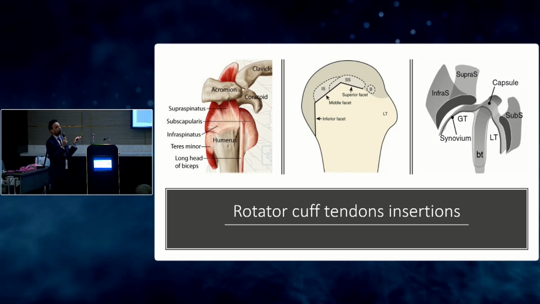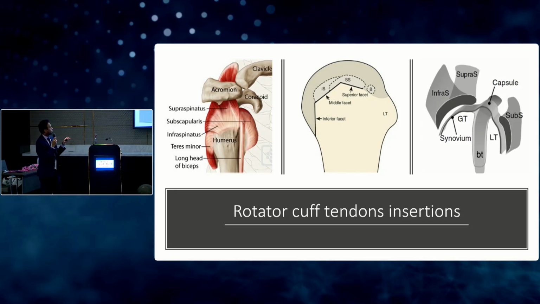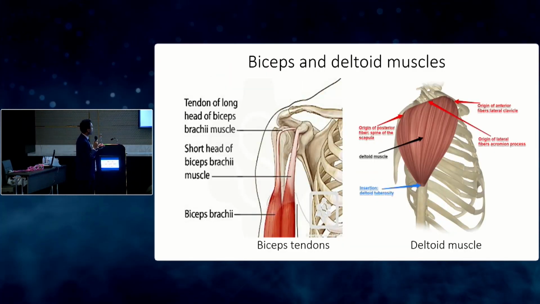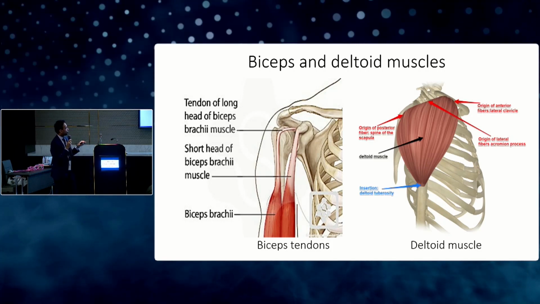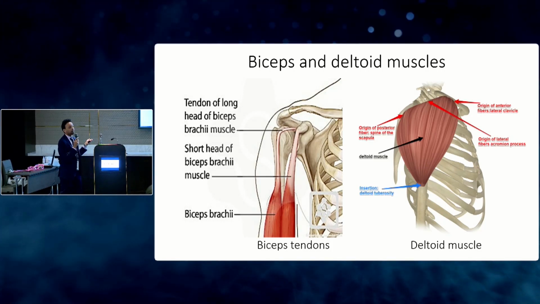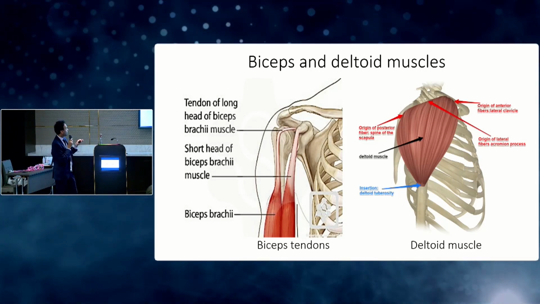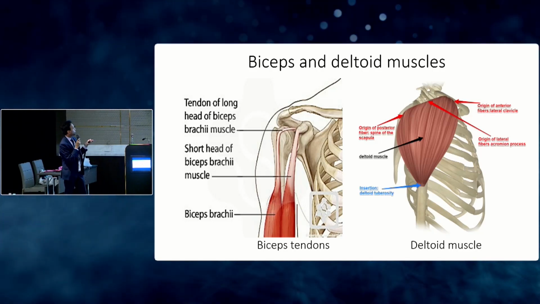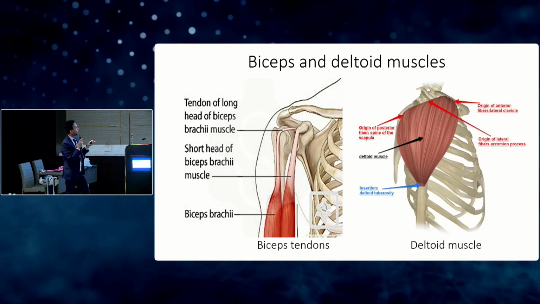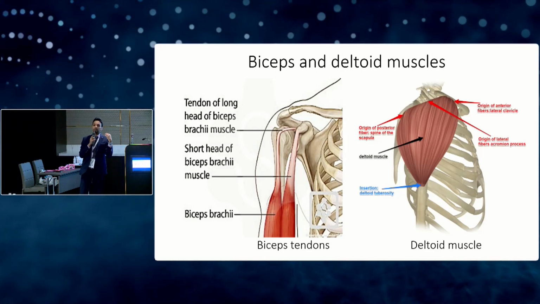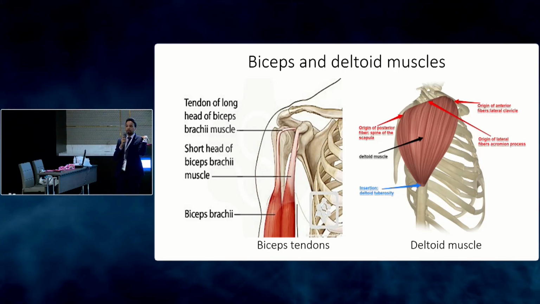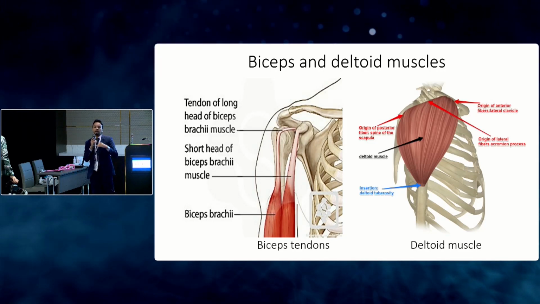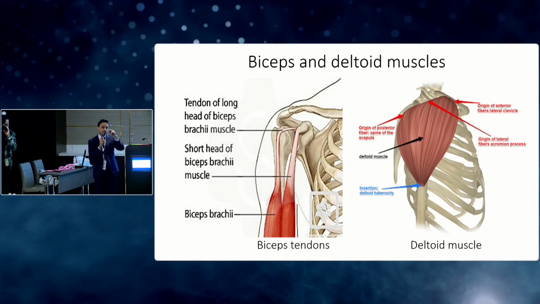The bicipital groove, we need to scan that as well, and then we go to the anterior part, the subscapularis tendon. Here we need to know that for the biceps tendon, we have the long head and the short head. What we always scan is the long head of the biceps tendon, which is located between the greater tuberosity and lesser tuberosity. On top of that is the deltoid muscle. The deltoid muscle covers all these tendons, and between the deltoid muscle and the supraspinatus tendon we can see the bursa.